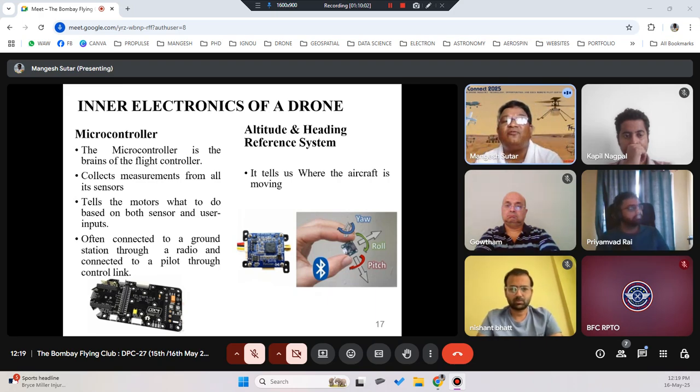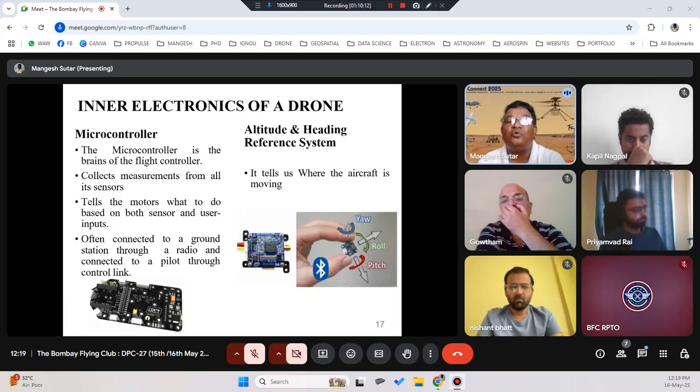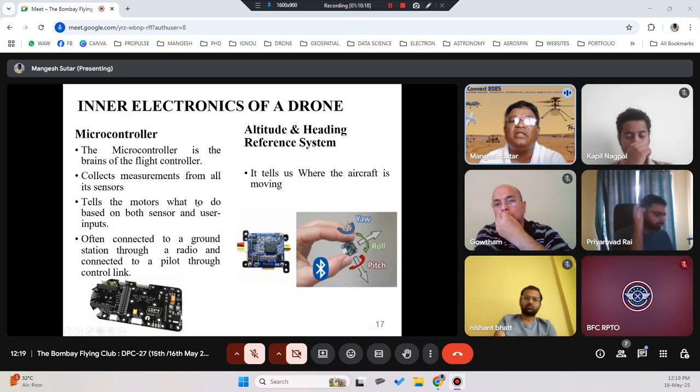Collects the measurement from all the sensors, tells the motor what to do based on both the sensor and the user inputs, often connected to the ground station through the radio or connected to a pilot through a control link. That is the telemetry device. So along with the microcontroller, there will be other devices, other sensors.